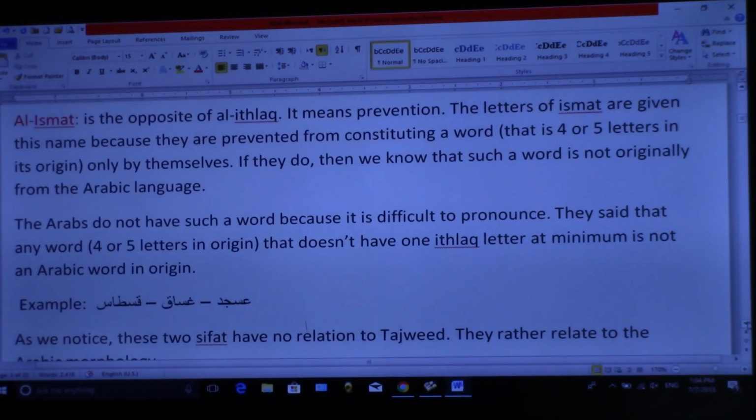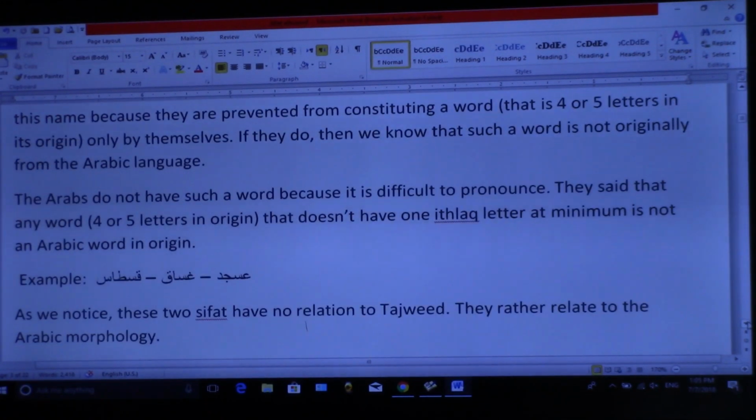So these words, as you can see also, you remember in the idlaq letters we said idlaq means swiftness and easiness. These letters are all, notice they're difficult. Asjad, ghassa, qistas. You notice? They're all difficult. So the Arabs usually in their words they should have one of those easy letters. Those idlaq letters. Got it? Okay. Yalla, let's wrap up this sifa ya Shaykh from the screen. So Arabs do not have such a word because it's difficult to pronounce. They said that any word 4 or 5 letters in origin that doesn't have one idlaq letter at minimum is not an Arabic word in origin.